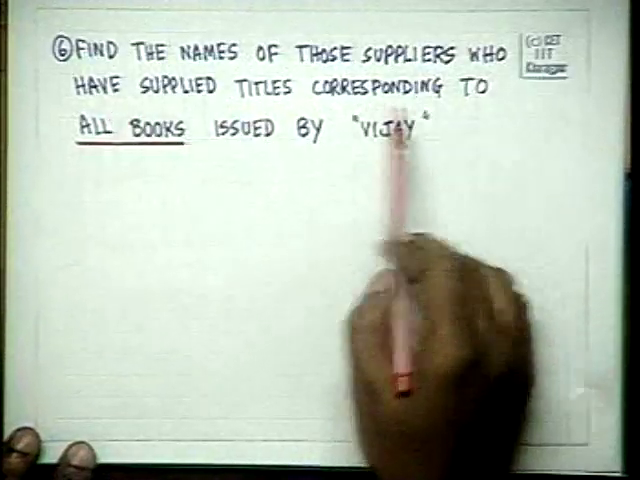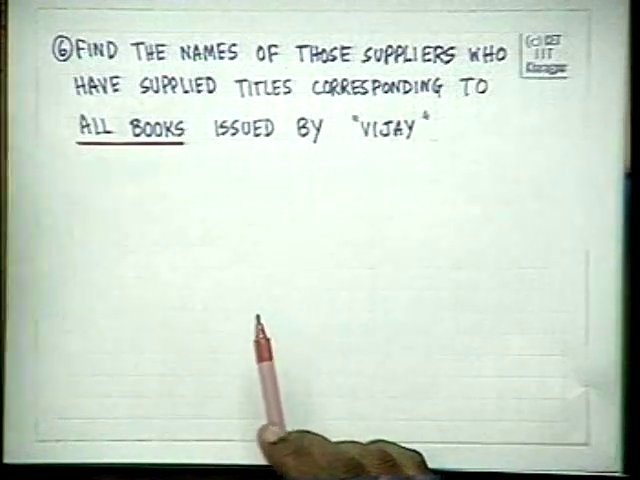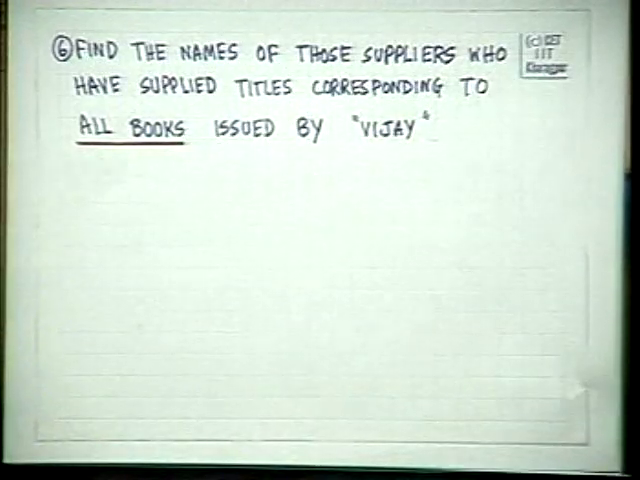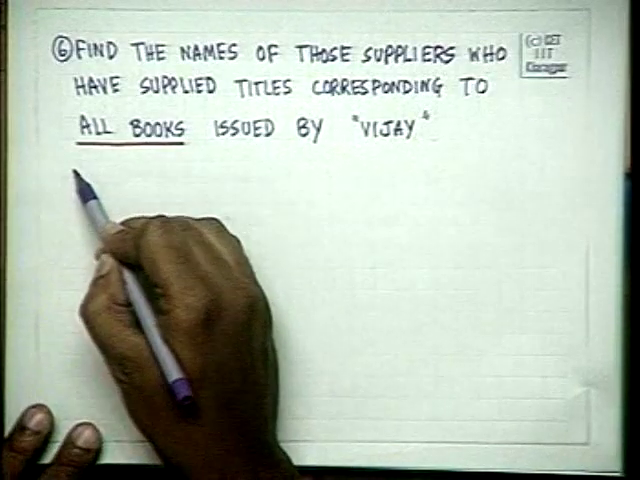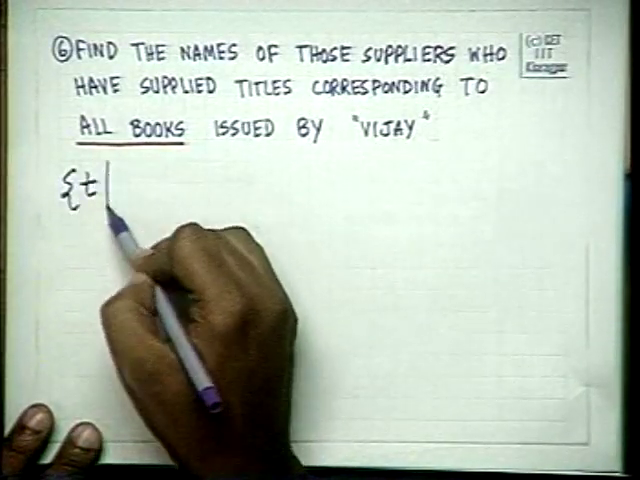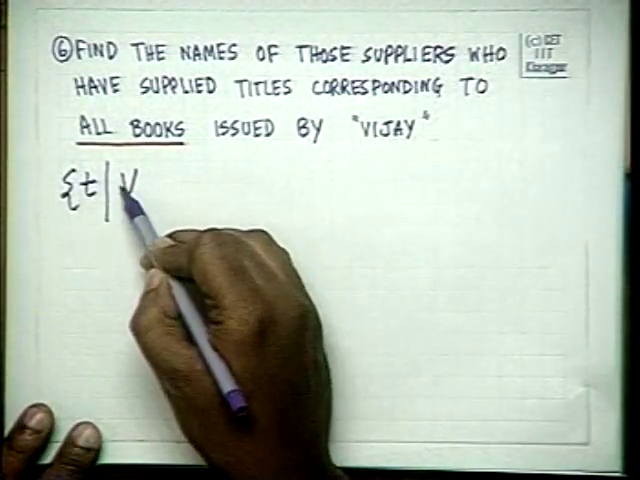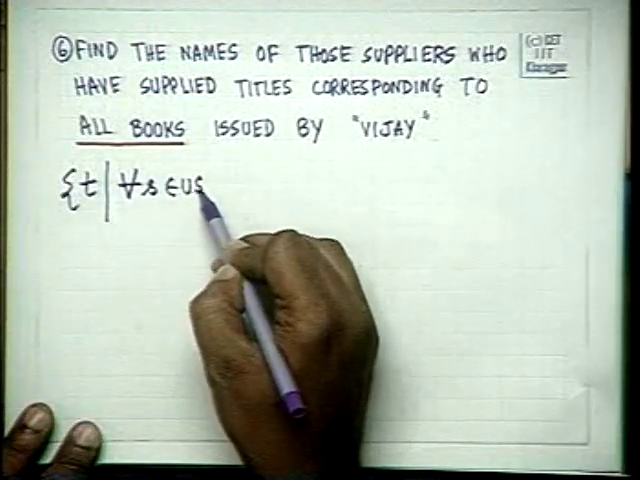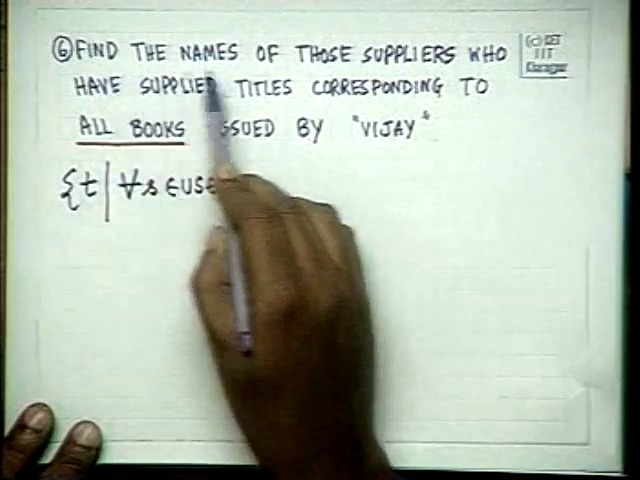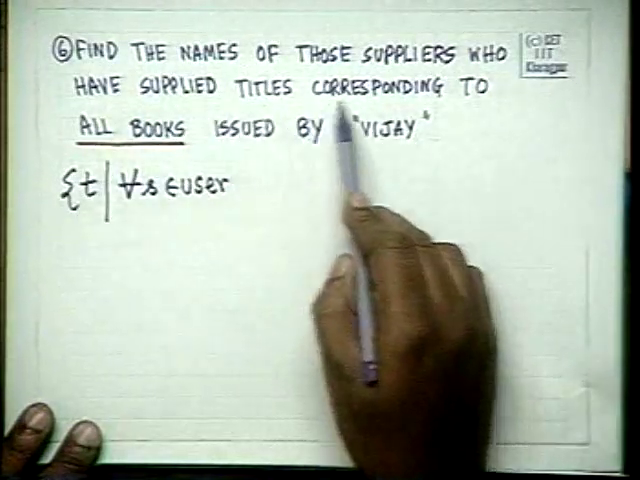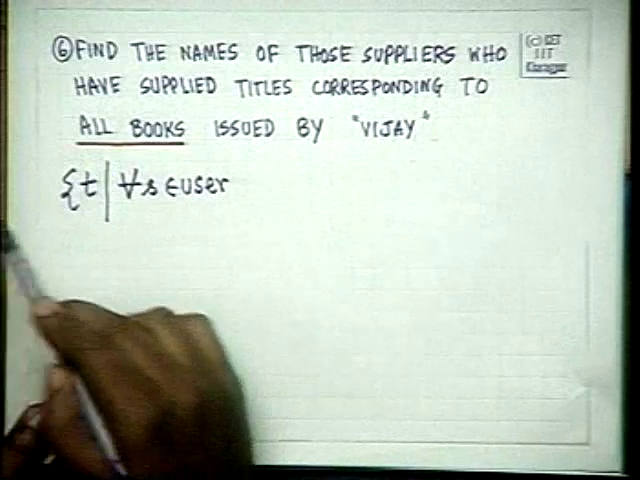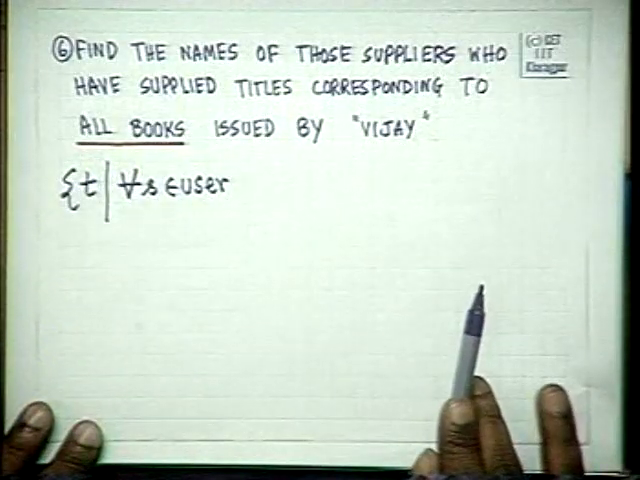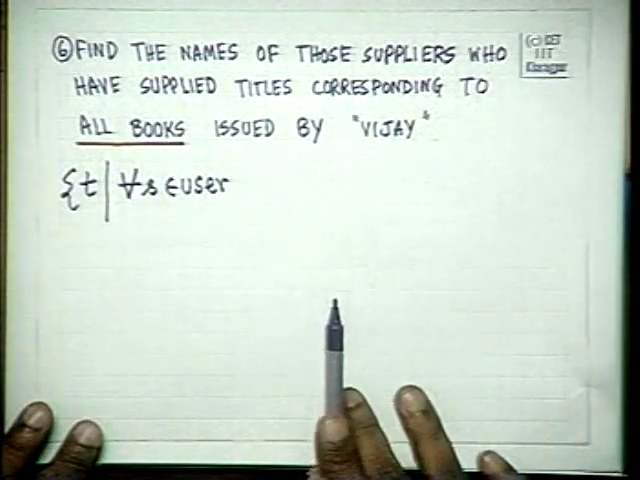We will use that idea to solve this particular problem using the contains relation. {T | for all S element of user, ...} Find the names of suppliers who have supplied titles corresponding to all books issued by Vijay. This is not all accession numbers, all titles.